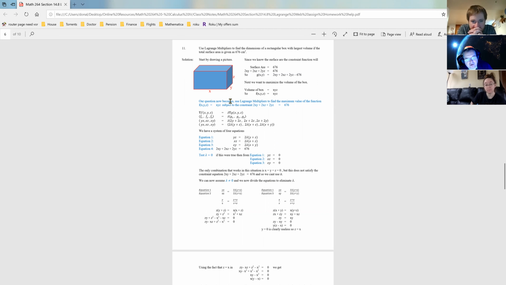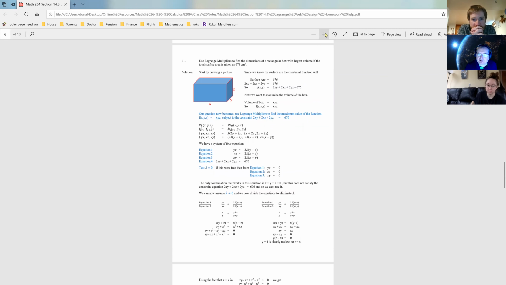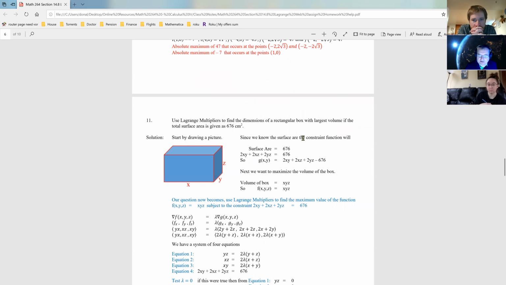The one I've got here, which is what I'm going to talk through, is the kind of grown-up version of the Calc 1 question. Can you remember a Calc 1 question that said there was a box with a square base and its volume was something, and what's the maximum volume you could get? This is the grown-up version of it. It says, use Lagrange multipliers to find the dimensions of a rectangular box with the largest volume, when we're told that the surface area is 676.